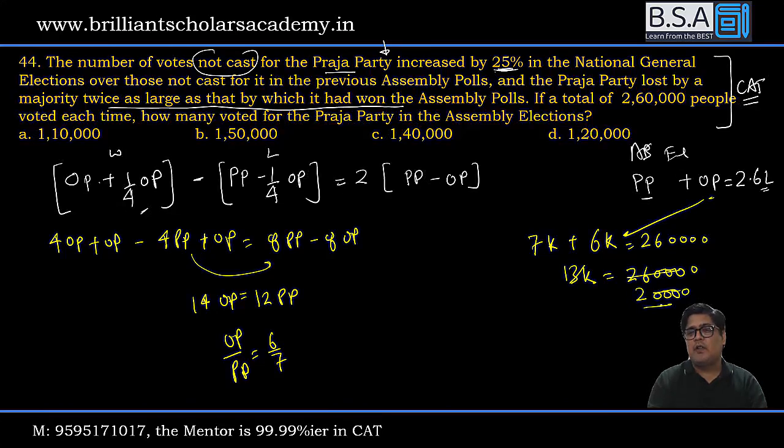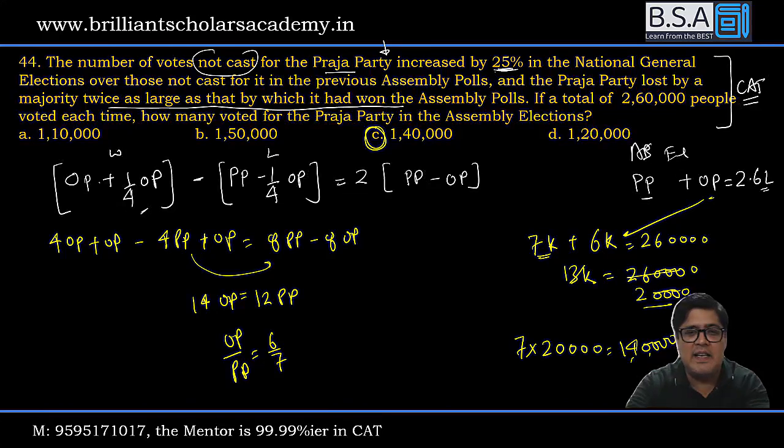K is 20,000. हमें किसका वोट चाहिए? प्रजा पार्टी का. So प्रजा पार्टी is 7K. 7 into 20,000 is equal to 1,40,000 votes. Those were the votes given to Praja Party in the last elections.